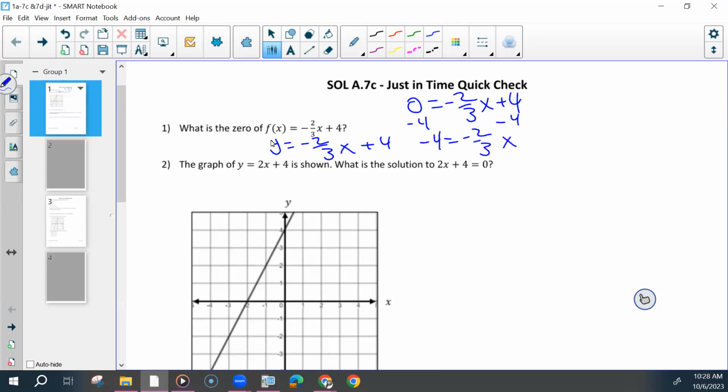And then you could either divide both sides by -2/3 or take this number, flip it, and multiply on both sides. That would be 12/2 or 6.